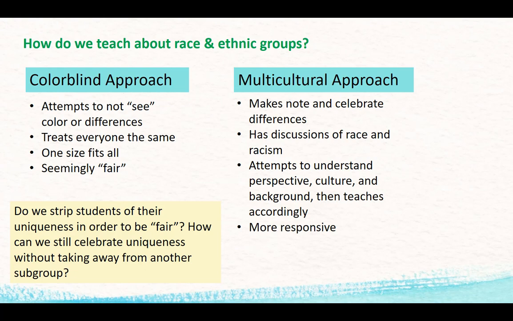A lot of people do this to make it seem fair. So if I don't see your race, I don't see your ethnic background, I don't see any of that, then I can't treat you differently. Therefore, everyone's getting the same. It's going to be fair. So that's one approach. The other approach is kind of on the other side of the fence, and that's the multicultural approach. Now, it does see ethnic groups, races, and color.